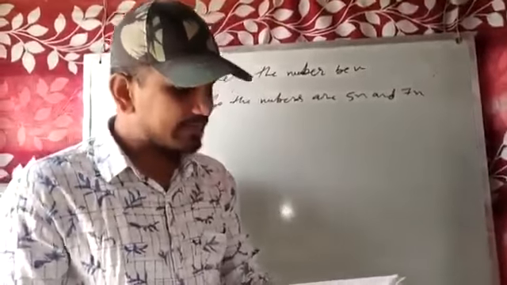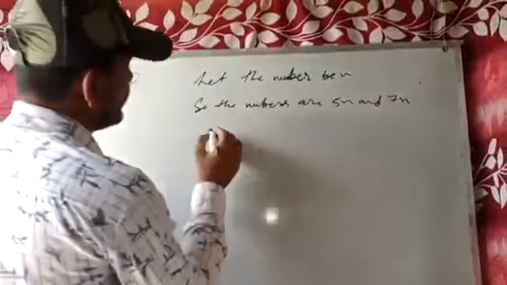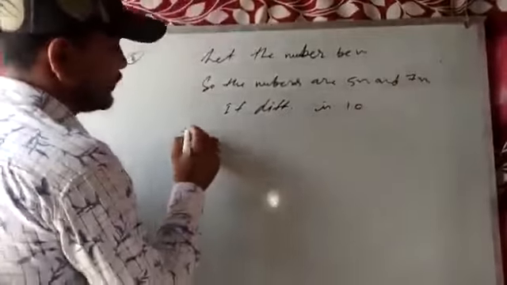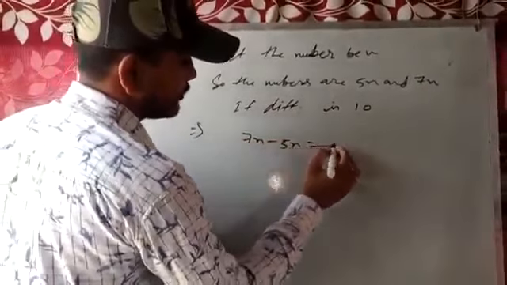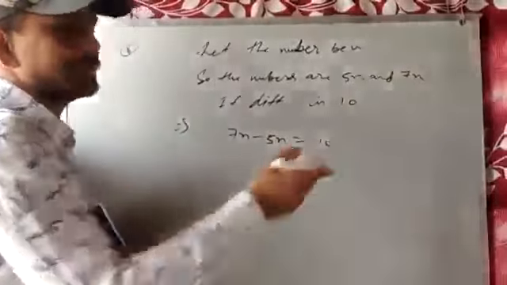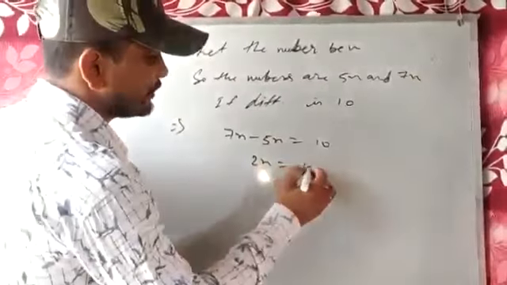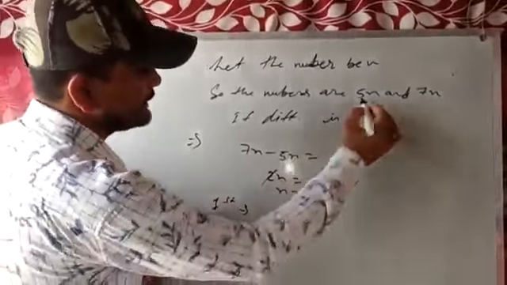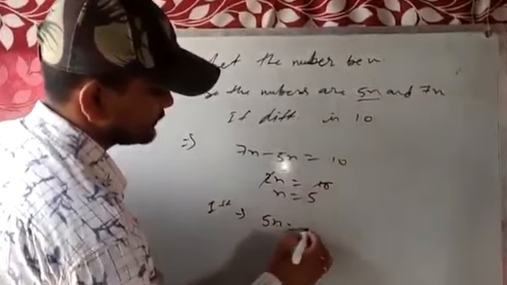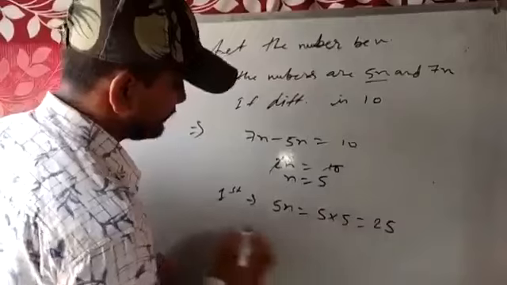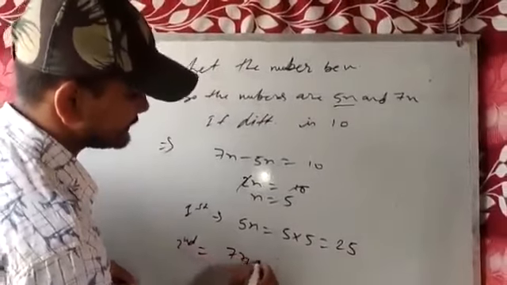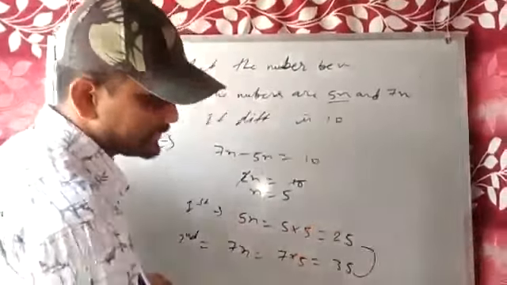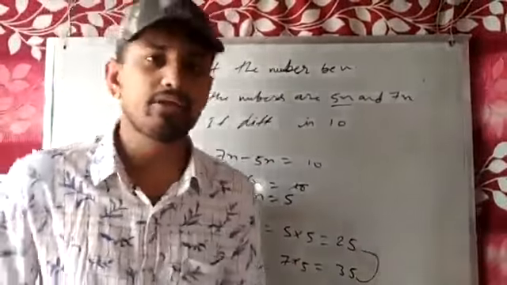Okay. And now the difference is given as 10. If the difference is 10, then what will I do? 7x minus 5x is equal to 10. Now we get 2x is equal to 10. We got the value of x is equal to 5. Now the first number is 5x, so 5 into 5 is equal to 25. And the second number is 7x. That means 7 into 5 is equal to 35. You can see if I subtract 25 from 35, we get 10 only.